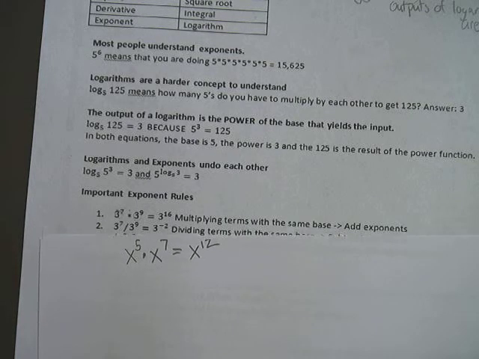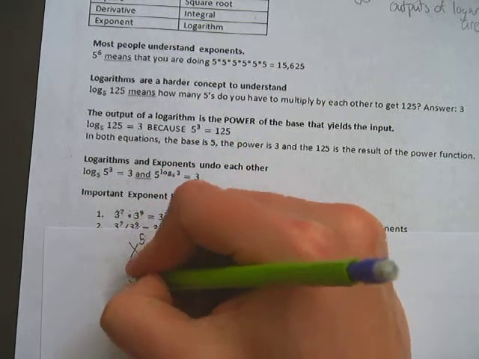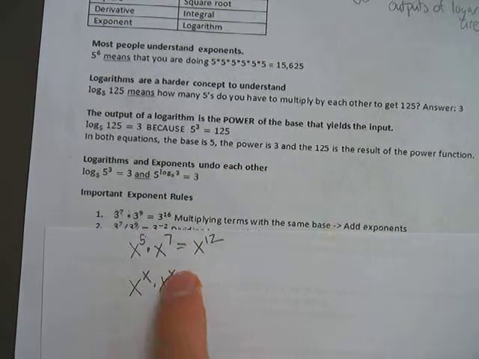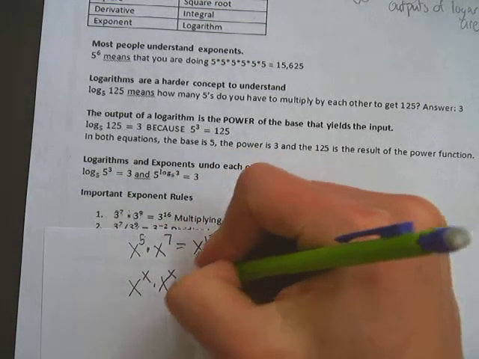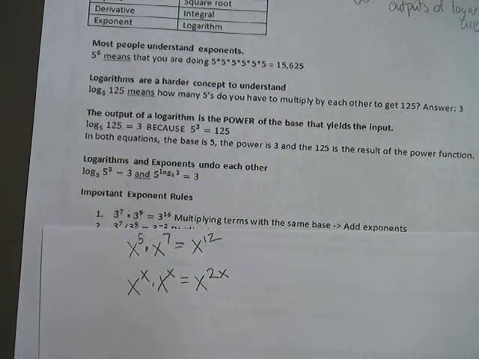Additionally, we can do things with variables also in the exponent. So if we do x to the x times x to the x, well, it turns out x plus x is 2x, and so this would just be x to the 2x. So you just add the exponents when you multiply exponential expressions with the same base.